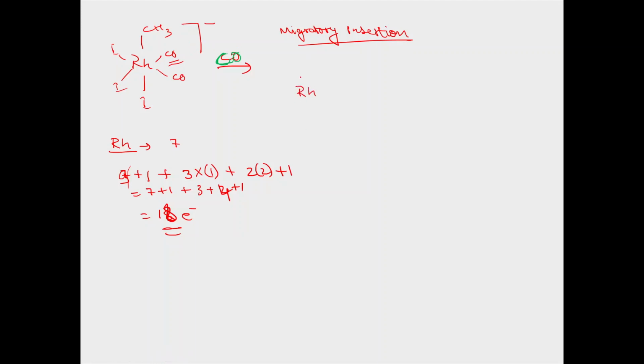Okay, so we have this rhodium complex, with I, CO and CH3. So this CH3 is migrating onto the carbonyl ligand CO. This is I, and now this place is vacant, right? So now this is how many electron system?